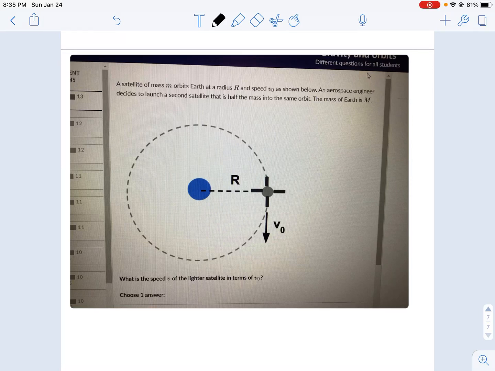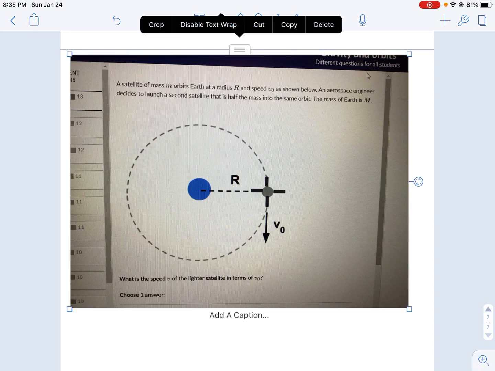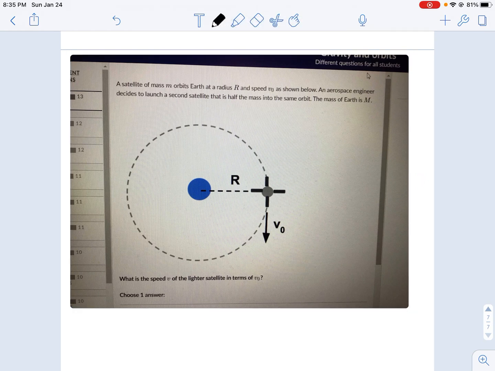All right, so here we have a Khan Academy problem. It says a satellite of mass m orbits Earth at a radius r and speed v naught as shown below. An aerospace engineer decides to launch a second satellite that has half the mass into the same orbit. So the idea is we're going to put another object in the exact same path of orbit that this current object has. So the question is, what is the speed v of the lighter satellite?